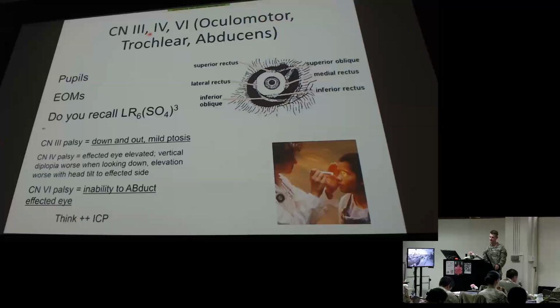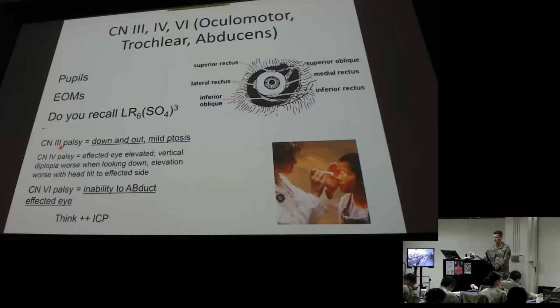Cranial nerves 3, 4, and 6. They all kind of move the eyeball around. We all remember LR6SO4? It's not useful, I'm sorry. It's great for a one-off test question, but then you actually look at the eye, it does something weird, and you're like, LR6SO4, LR6SO4, and you can't tell. I'll go over it with you because there are some very obvious ones.